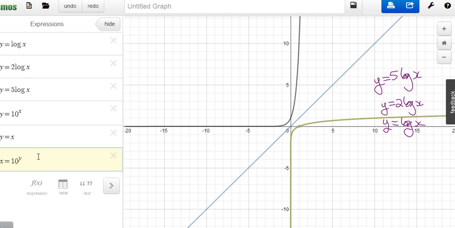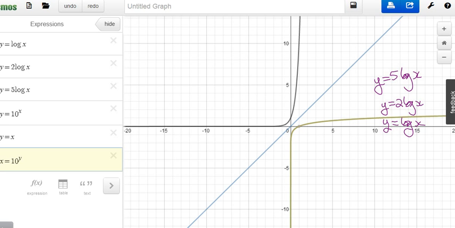Okay, where is x equals 10 to the y? Here, I'll go over here, I'll hide it, and then I'll reveal it. Okay, so now it's gone. Now it's back. Now it's gone. Now it's back. Now it's gone. So where is it? It's on the red line.